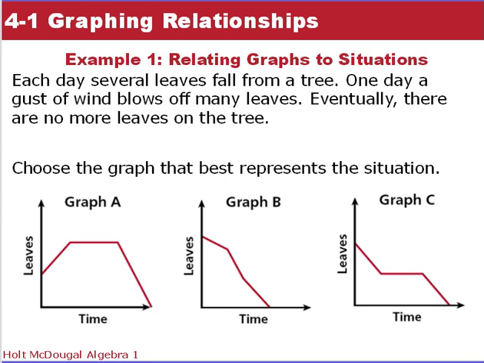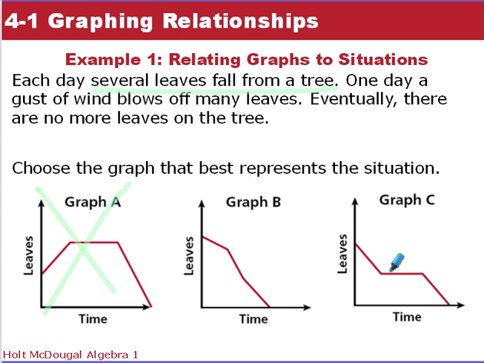Our first example is to use the keywords and match up which graph represents it best. Each day, several leaves fall from a tree. One day, a gust of wind blows off many leaves. Eventually, there are no more leaves on the tree. So looking at some of the keywords, we have several leaves fall from a tree. That's not a whole lot. So graph A, we're getting more leaves, so we can get rid of graph A from the beginning. Okay, B and C, they're both declining. This is a little sharp in C here, but we'll see.